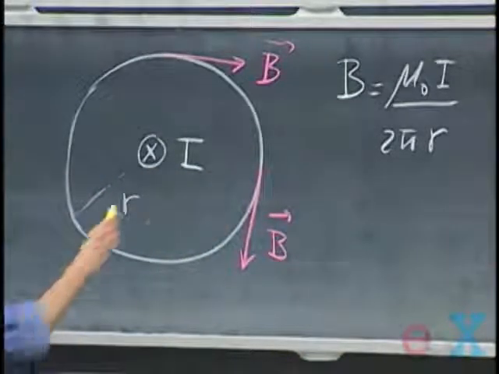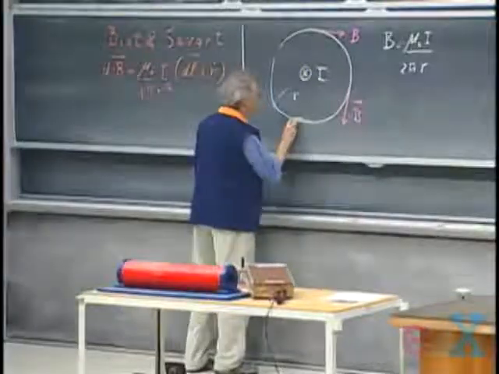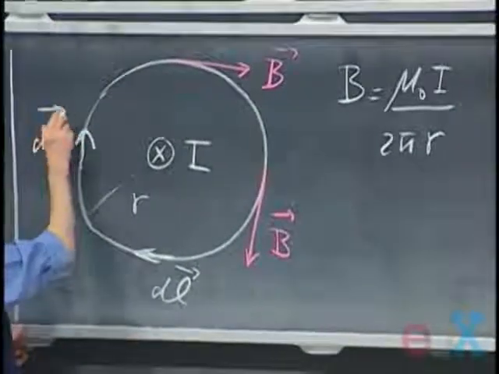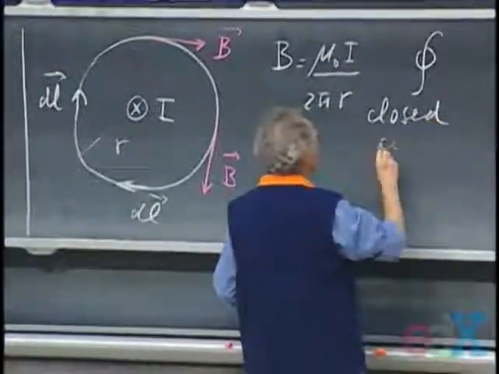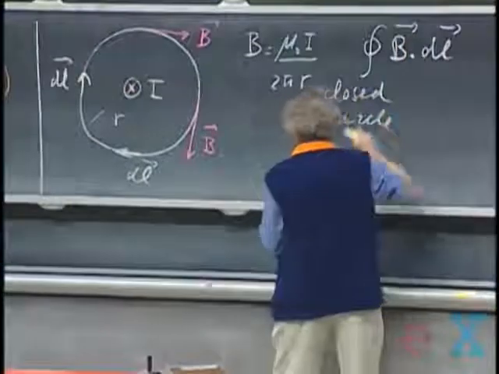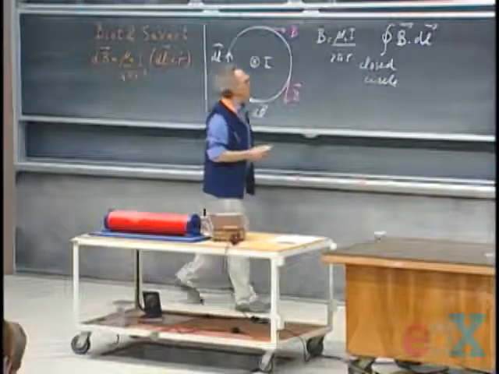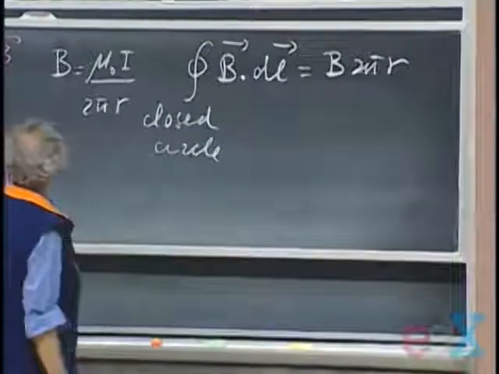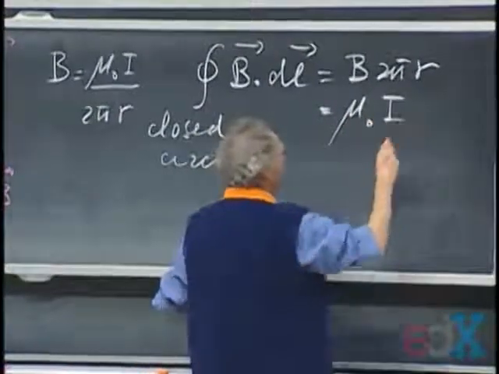If you walk around this circle and carve it up into little elements dl, and you calculate the closed circle integral of B dot dl, so everywhere locally you dot B with dl, but B and dl are in exactly the same direction everywhere, then you would find that this obviously is B times 2 pi r. But B times 2 pi r also equals mu 0 times I.